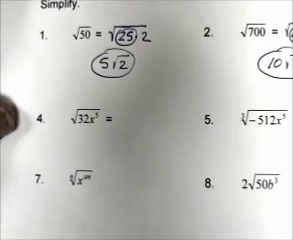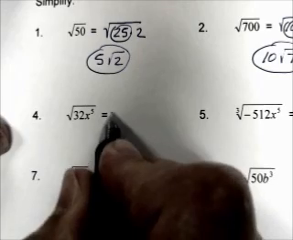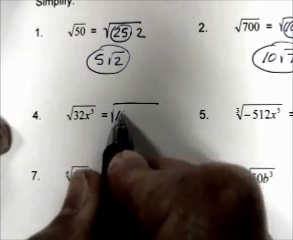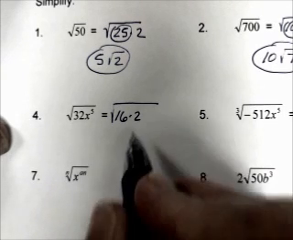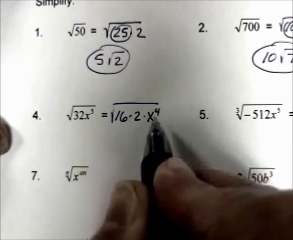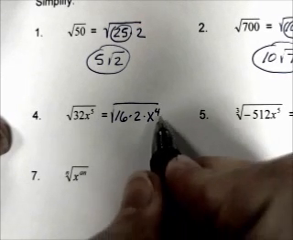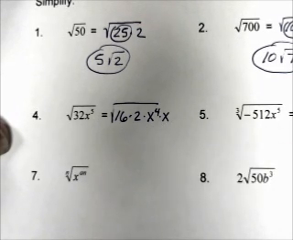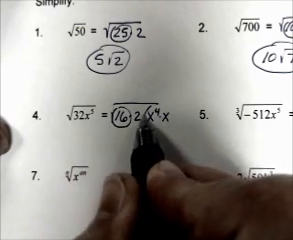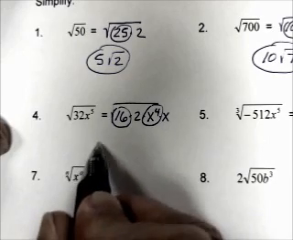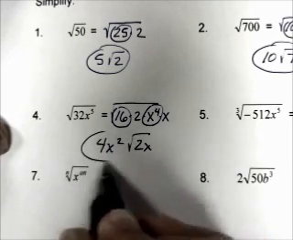Number 4, we're looking for the square root of 32x to the 5th. 32 will break apart into 16 times 2. What part of x to the 5th is a perfect square? X to the 4th. Remember, the exponent would have to be a multiple of 2. So we'll break x to the 5th down into x to the 4th times x. Circle our perfect squares. Take their square roots, 4x squared, and then the square root of 2x remains.